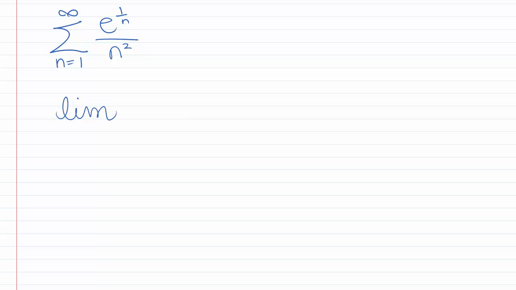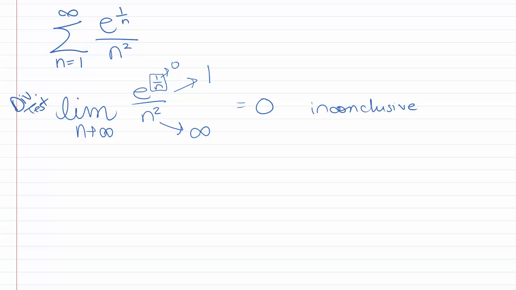What is the limit as n goes to infinity of e to the 1 over n squared? Well, e to the 1 over n, well 1 over n goes to 0, so this is e to the 0, so this is 1 on top. And then n squared goes to infinity, so this whole thing is equal to 0. Okay, so the divergence test doesn't help. So what else can we try?